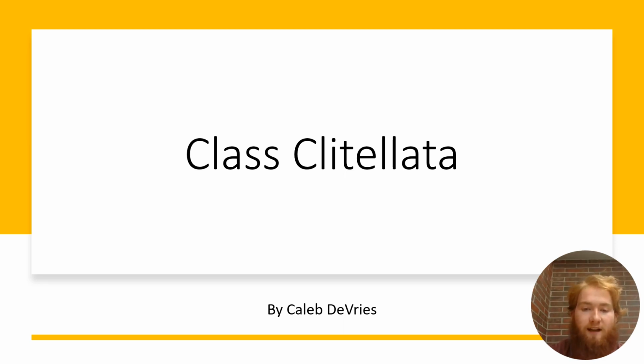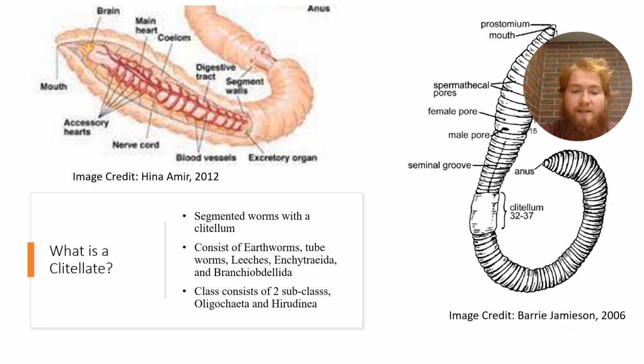Hi, this is the class Clitellata by DeVries. So what is a clitellate? This class of organisms are characterized as segmented worms with a clitellum. Common animals within this class include earthworms, leeches, Entradia, and Brachiodelida.